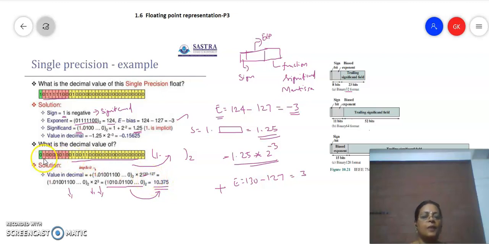So you may get a question like, given the binary pattern, what is going to be the decimal value, or given the decimal value, how is it going to be represented in a double precision format or single precision format. Depending on the format, you have to change the representation.